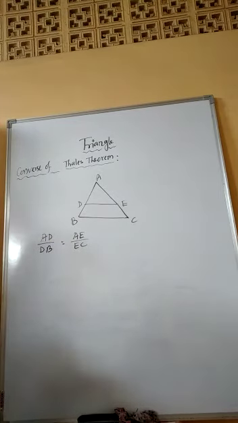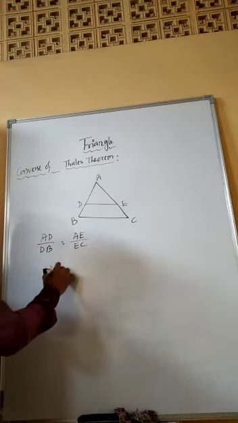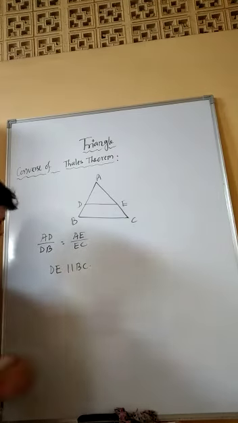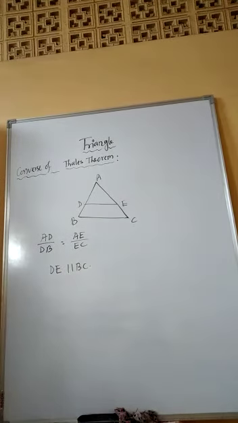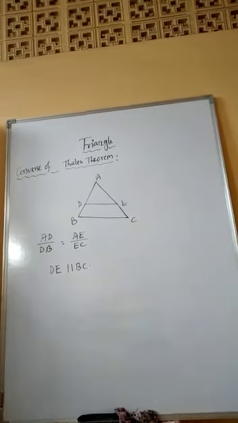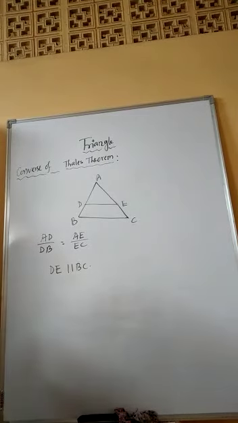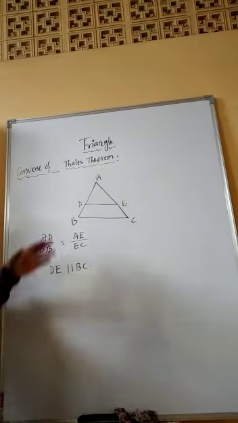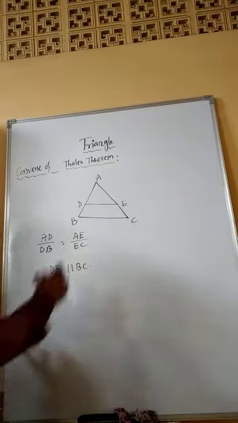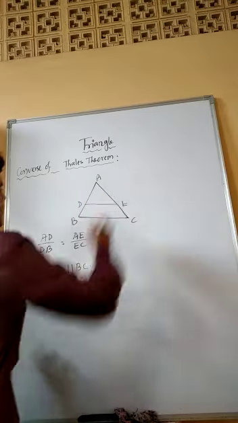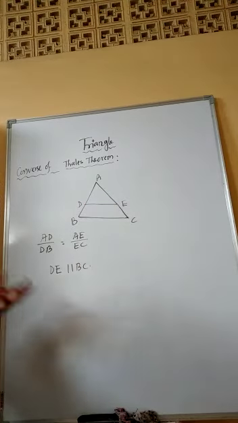What we need to prove? That this line DE is parallel to BC. So the statement of the converse of Thales' theorem is: if a line divides any two sides of a triangle in the same ratio, then the line is parallel to the third side. If you want the proof, you can prove it by the contradiction method by drawing one line on that side. I am not going to give the proof here.